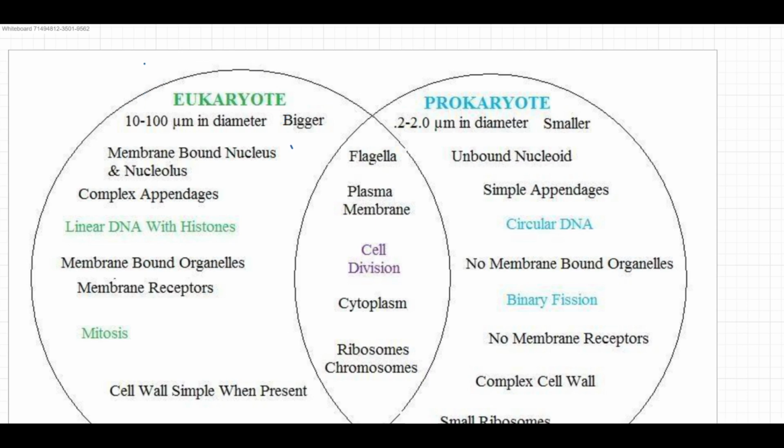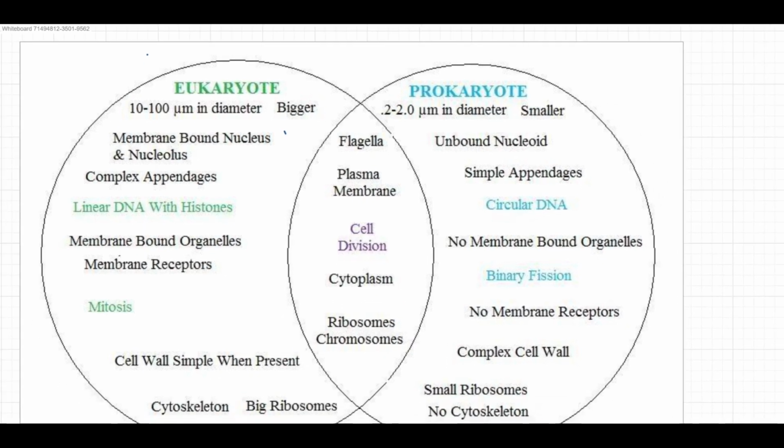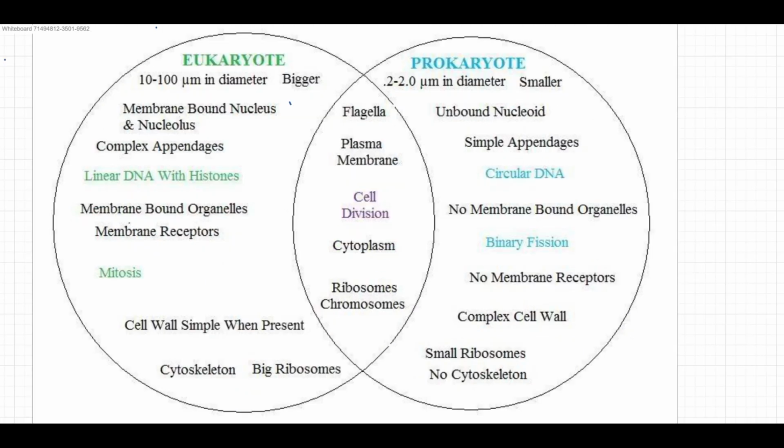So eukaryotic cells are very big because they have a lot of organelles, while prokaryotic cells are usually very small because they do not contain a lot of organelles. And eukaryotic cells have linear DNA with histones, whereas prokaryotic cells have circular DNA. And eukaryotic cells have membrane-bound organelles, but prokaryotic cells do not have membrane-bound organelles. Eukaryotic cells have big ribosomes, while prokaryotic cells have very small ribosomes.